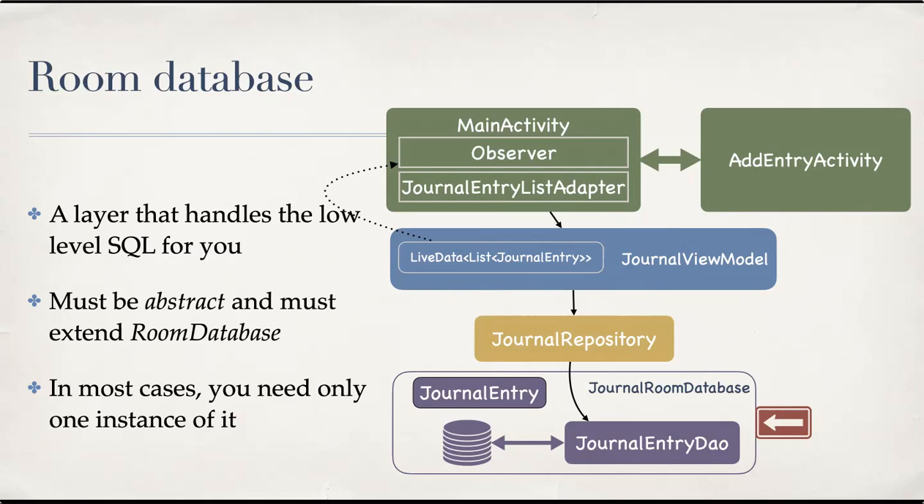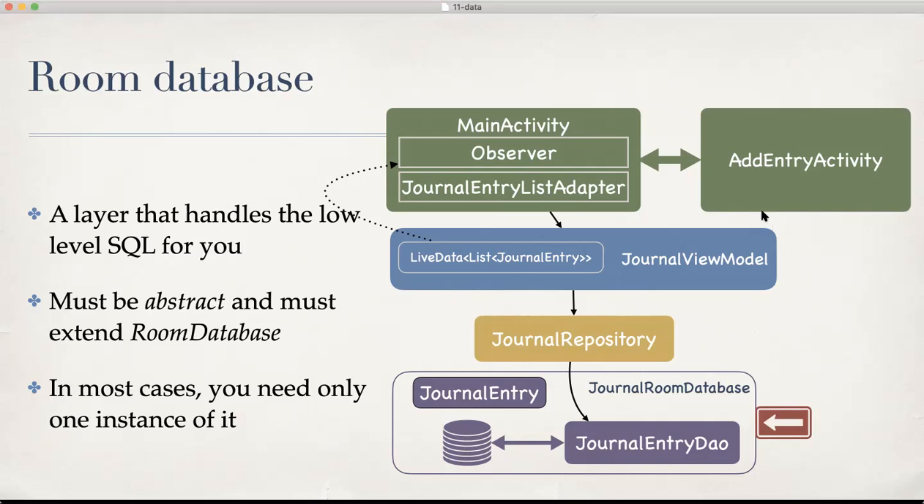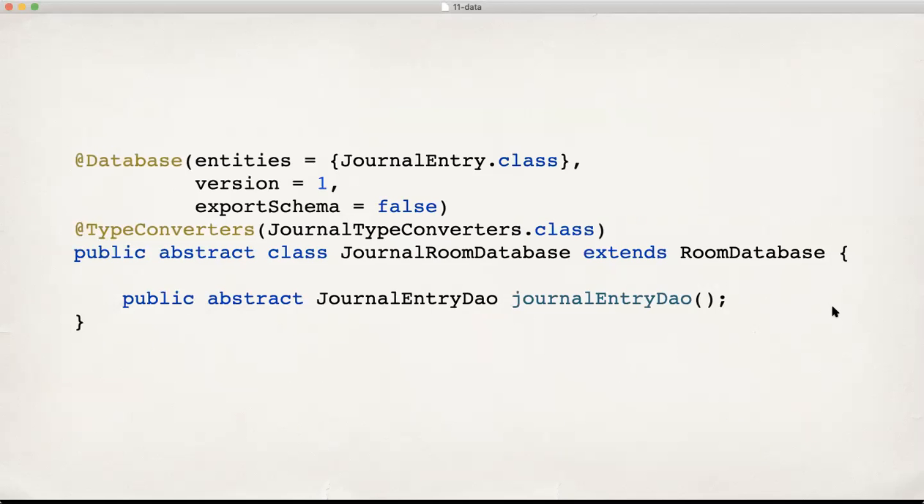Okay. So Room database must be an abstract class that extends the RoomDatabase class. And in most cases, you'll need just one instance of it throughout the application. So here is the code. Public abstract class JournalRoomDatabase extends RoomDatabase, and you provide a single abstract method for getting the journal entry DAO. And then, of course, a lot of annotations here as well. So let's take a look at them.